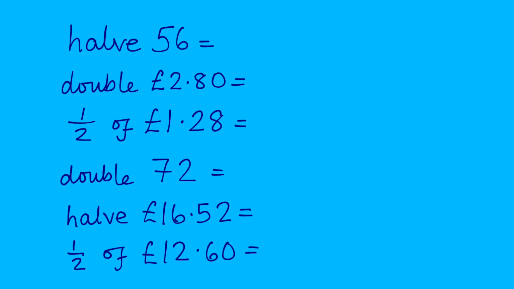Okay, let's see how you did. So half of 56 is 28. Double £2.80 is £5.60. Half of £1.28 is 64 pence. Double 72 is 144. Half of £16.52 is £8.26. And half of £12.60 is £6.30. Well done.